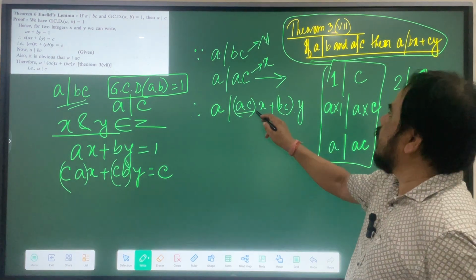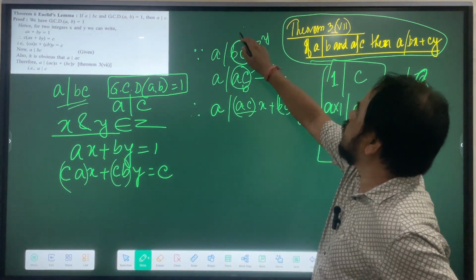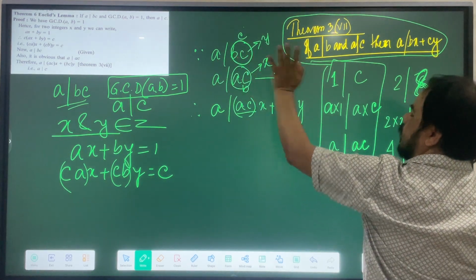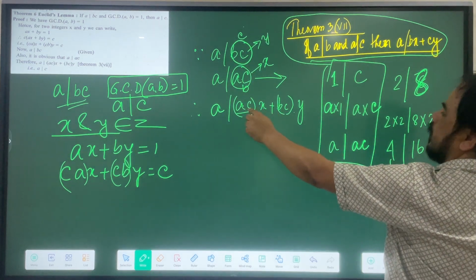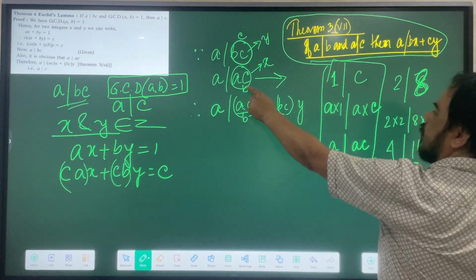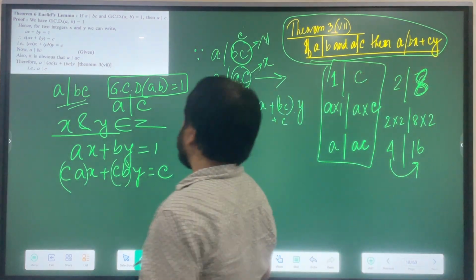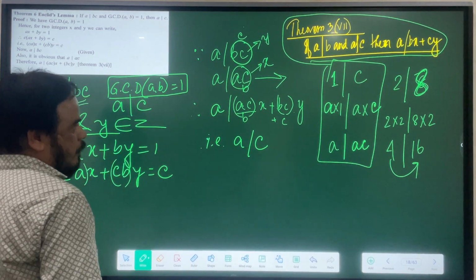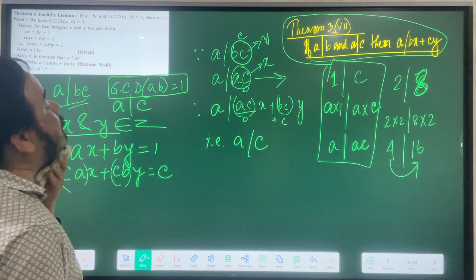Just think of this one as B and this one as C. A divides B, A divides C, so A divides BX plus CY. B means AC, C means BC. I hope you understand. So that means A divides C.